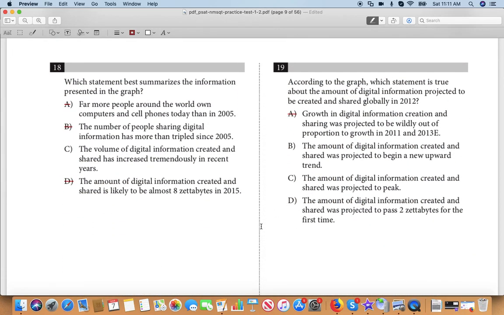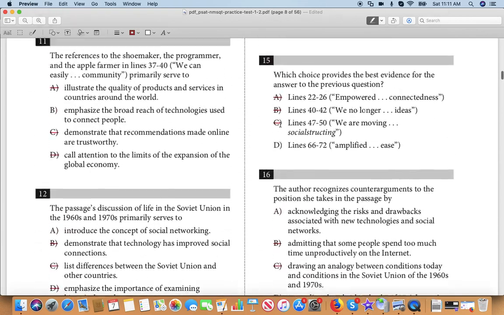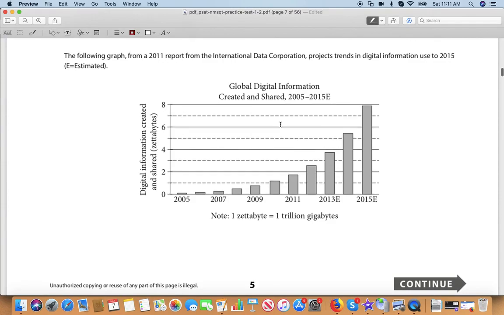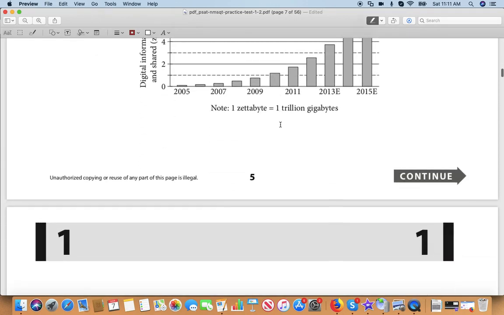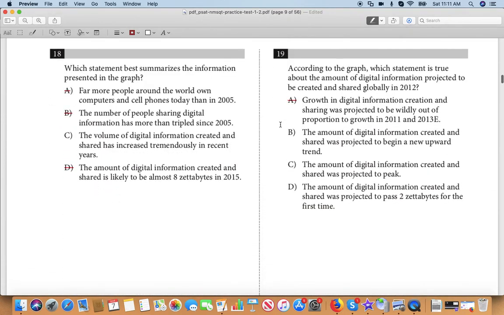Answer choice C. The amount of digital information created and shared was projected to peak. Is that true about the amount of digital information projected to be created and shared in 2012? That's projected to peak. No, not even close, right? You know what peak means here, right? Yes, like the top of it. They reach the top, just like the peak is the top of a mountain. Clearly not C. That's real easy. Yeah, it's definitely still growing.